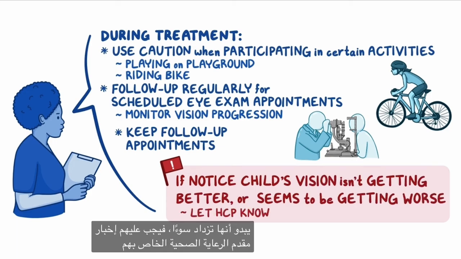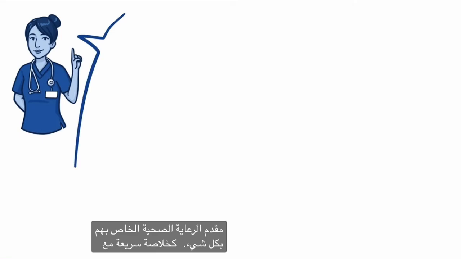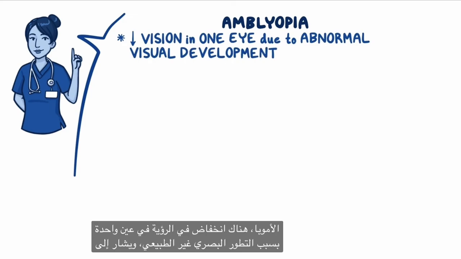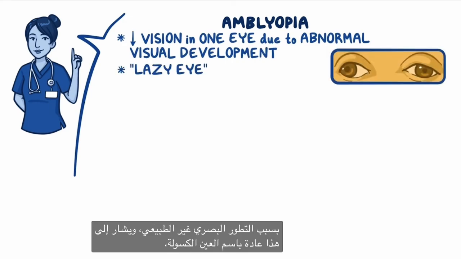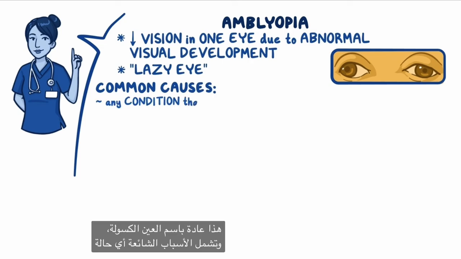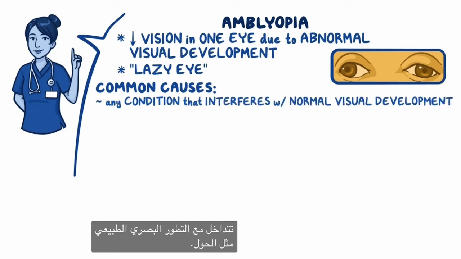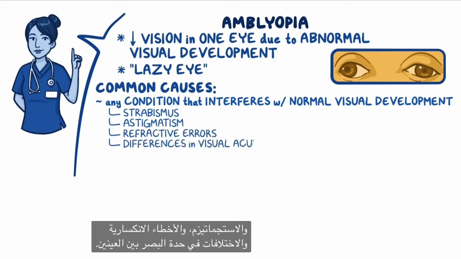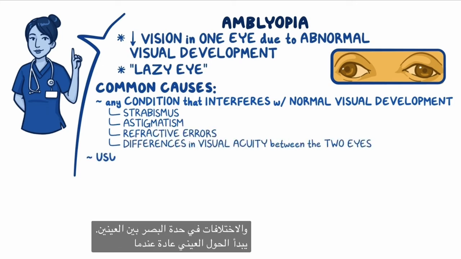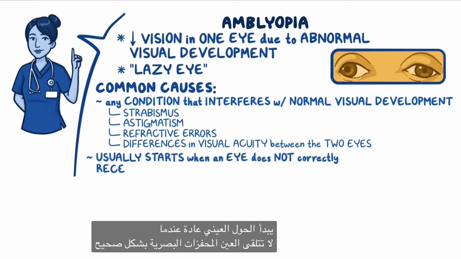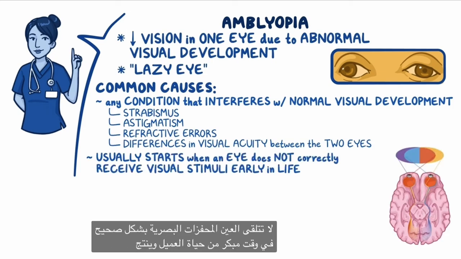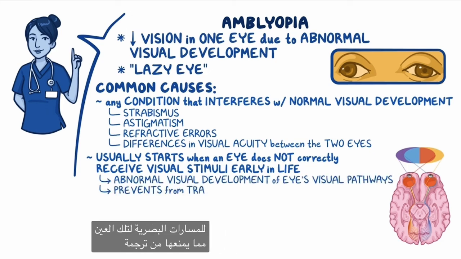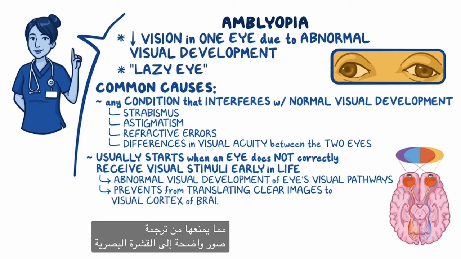All right, as a quick recap, with amblyopia, there's reduced vision in one eye due to abnormal visual development, and this is commonly referred to as lazy eye. Common causes include any condition that interferes with normal visual development, such as strabismus, astigmatism, refractive errors, and differences in visual acuity between the two eyes. Amblyopia usually starts when an eye does not correctly receive visual stimuli early in the client's life, and this results in abnormal visual development of that eye's visual pathways, which prevents them from translating clear images to the visual cortex of the brain.